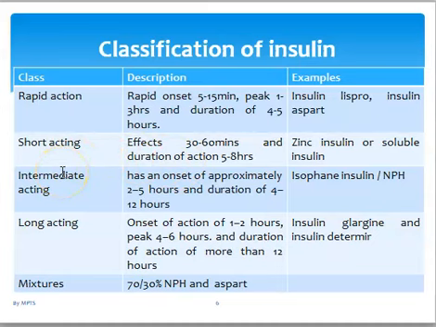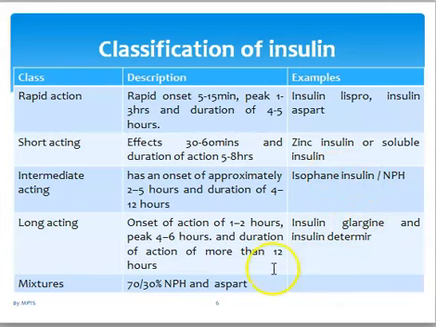We have intermediate-acting insulin. These have a slower onset, between 2 to 5 hours, and the duration of action is between 4 and 12 hours. Examples are isophane insulin and NPH. Ensure you are aware of the onset, the peak, and the duration of action of each classification. We have the long-acting insulin. The onset is between 1 to 2 hours, the peak is between 4 to 6 hours, and the duration of action is more than 12 hours. We have insulin glargine and insulin detemir. Ensure you know the examples, the description, and the class.